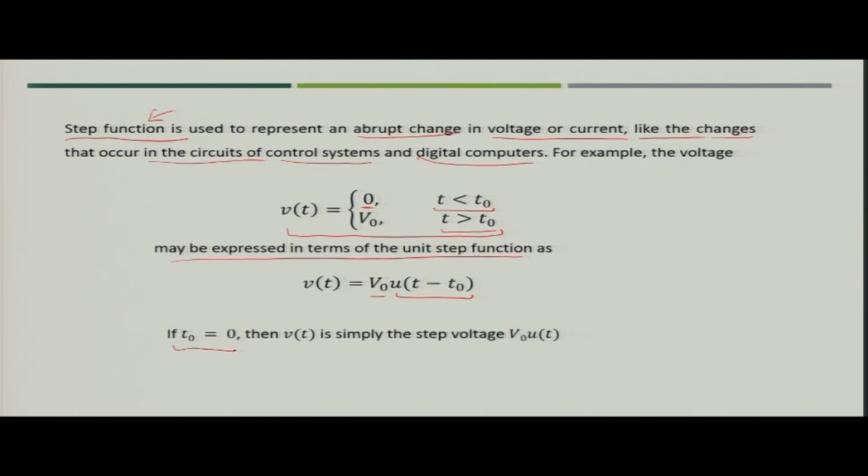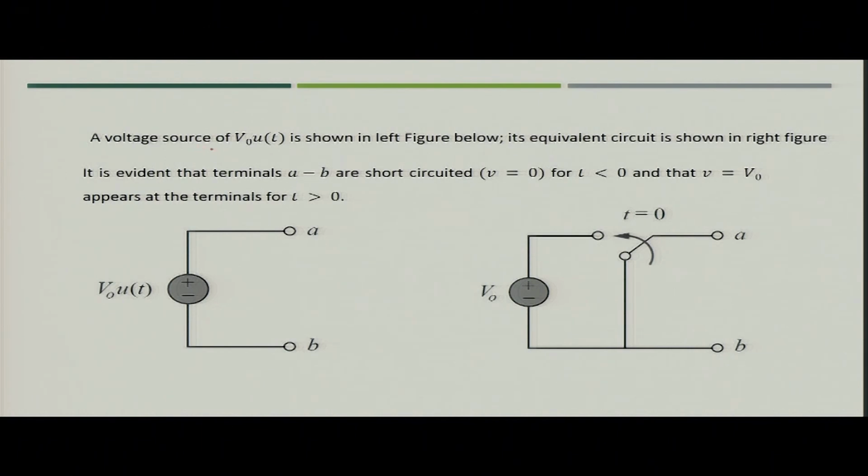Then if t naught is equal to 0, V(t) is simply the step voltage V naught u(t). If you put t naught equal to 0, it simply becomes V naught multiplied by the unit step function. Now, the voltage source V naught u(t) is shown in the figure.